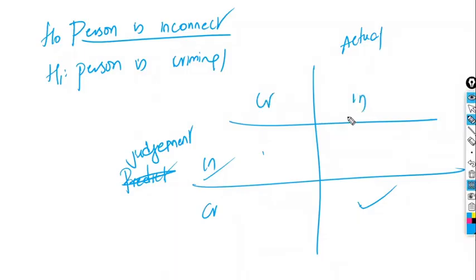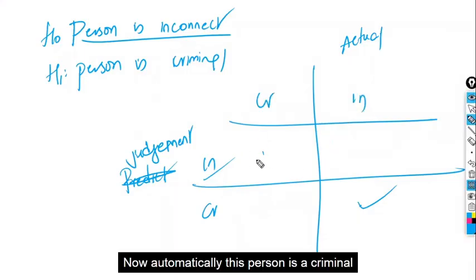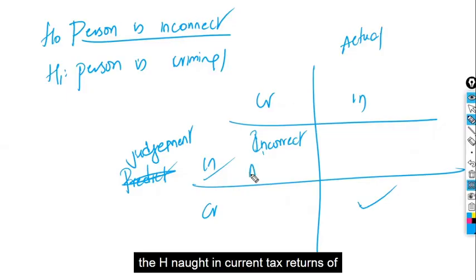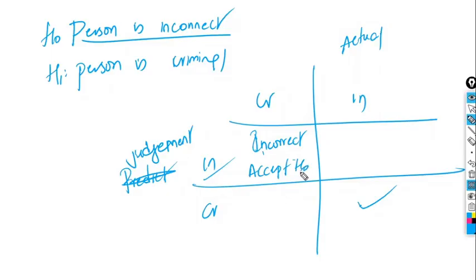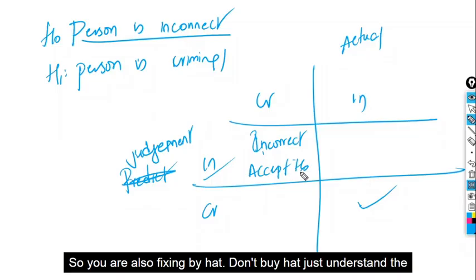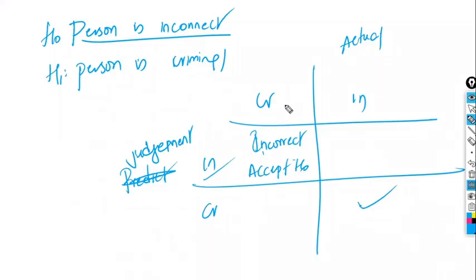Now, this person is a criminal, but you are accepting him as innocent, means incorrect. What are you doing incorrectly? Incorrectly accepting the H0. Incorrect acceptance of H0 will come into the first position. Don't fix the position. In the textbooks, they have fixed the values like this, so you are also fixing by heart. Don't learn by heart. Just understand the concept.